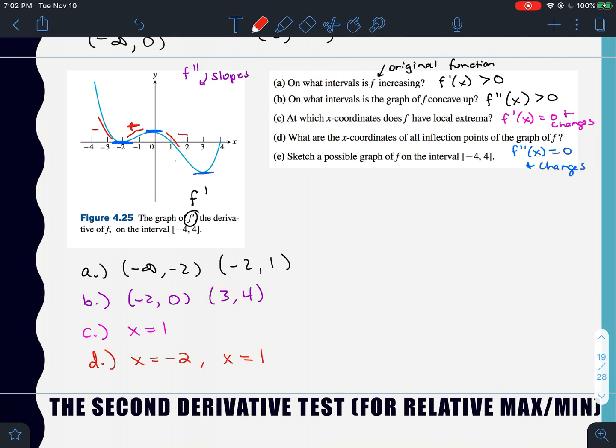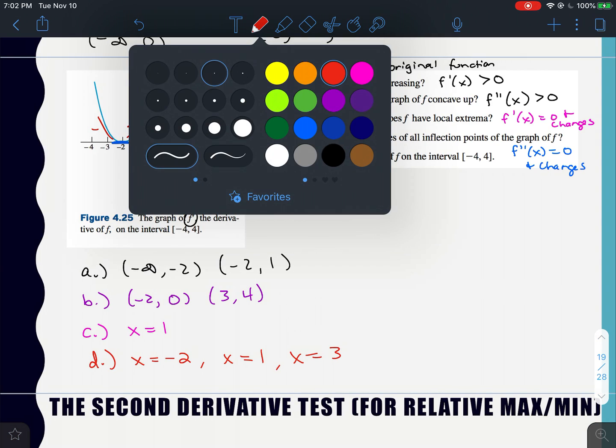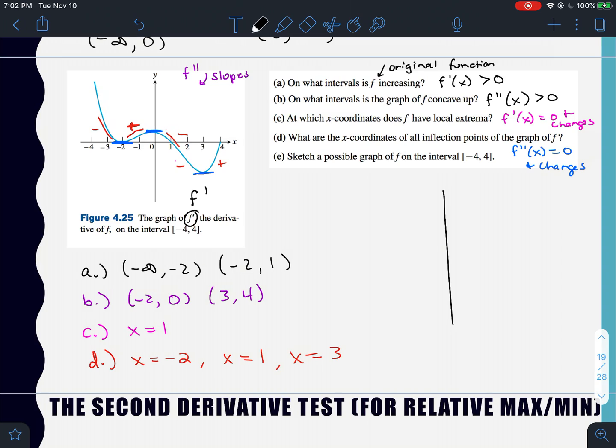And then at 0, the slopes of my function went from positive to negative, so again, they change signs. So at x equals 1, we also have a point of inflection because the second derivative would be 0 and changes signs. And then same thing at 3. So you have points of inflection at -2, 1, and 3.